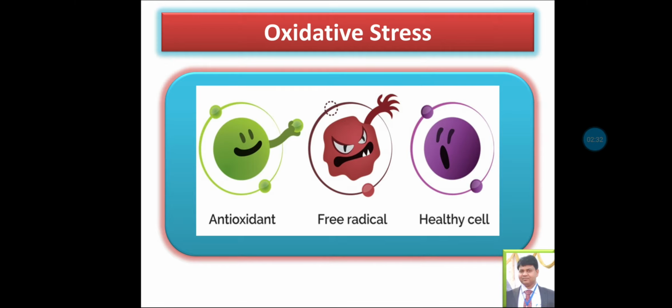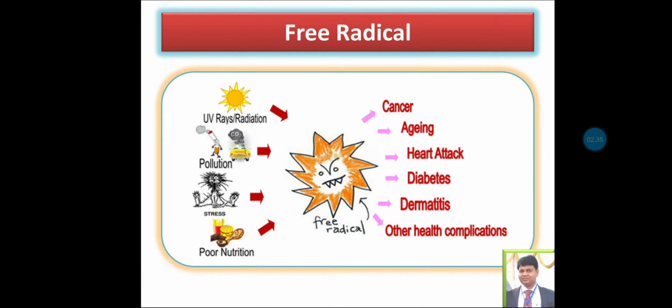In the body there are multiple mechanisms by which free radicals are generated: UV radiation, pollution, especially cigarette smoking, mental and physical stress, and poor nutrition. These are a few causes by which a lot of free radicals are generated in the body, and they may be a causative agent for cancer, aging, heart attack, diabetes, dermatitis, and other complications. So this is how free radicals are generated and cause problems to the person.